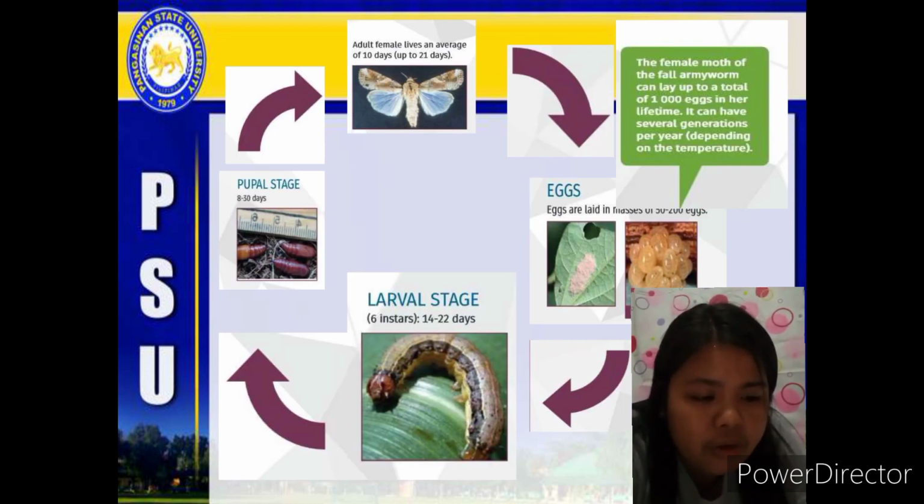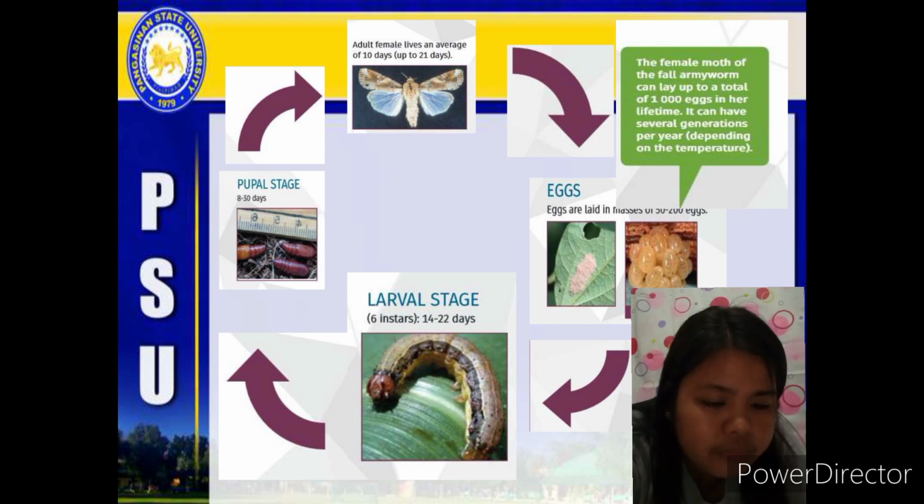The life cycle of the armyworm is, first, eggs are laid. Next is the larval stage. The larval stage is the very dangerous stage. Next is the pupal stage, and then the adult female lives an average of up to 10 days up to 21 days.